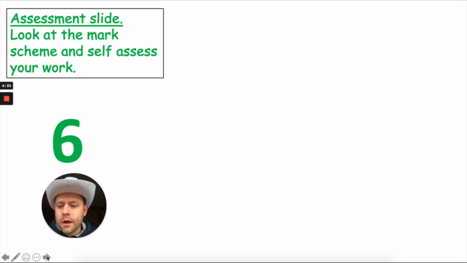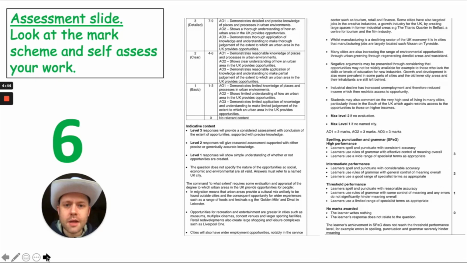So again, we are going to be looking at the mark scheme in the assessment phase of this lesson. Another monster mark scheme, but it is very similar to the one that you've just looked at. The levels: basic, clear, detailed. Your answer will fall into one of these 3 levels. All right, and as a result, you'll be awarded 1 to 3 marks, 4 to 6, 7 to 9.